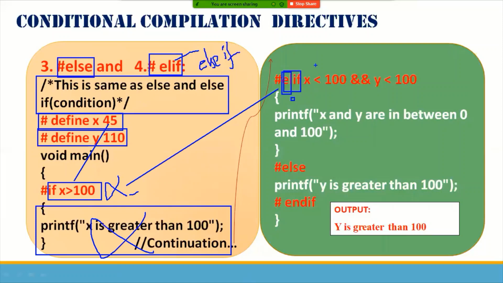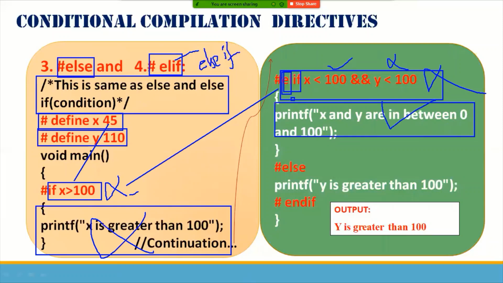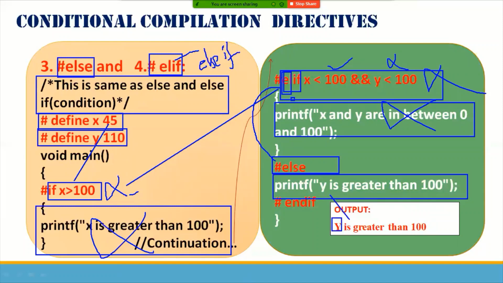It checks the condition. What is the x value? 45 less than 100, true. And y value 110 less than 100, condition false. So this whole part also is false, so this group of statements will also be ignored. Then directly control goes to the #else statement. Then this printf statement will be executed, so that we will get the output y is greater than 100. That is about the usage of #else and #elif.